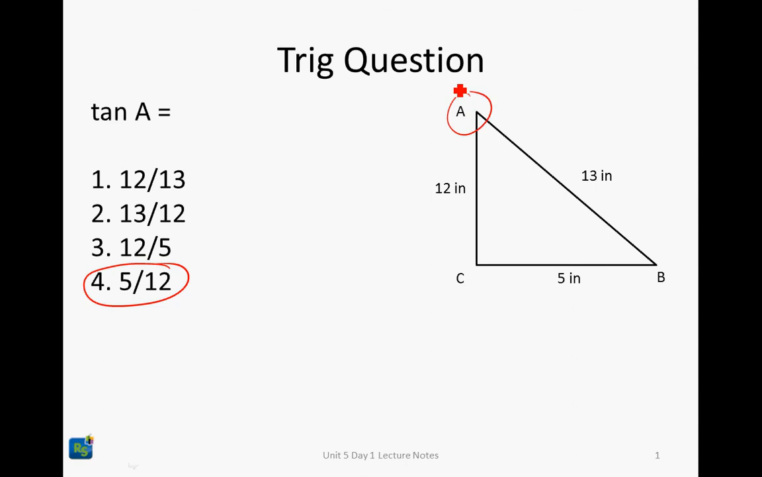We need to be looking at angle A. Tangent deals with the side that is opposite and adjacent. The side that is opposite A is 5. The side that is adjacent to A is 12. Remember, the hypotenuse does not count as an adjacent side, and the hypotenuse is the longest side of a right triangle.